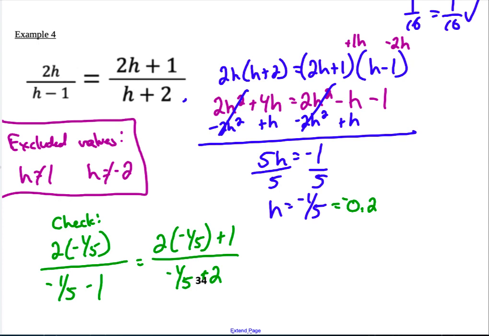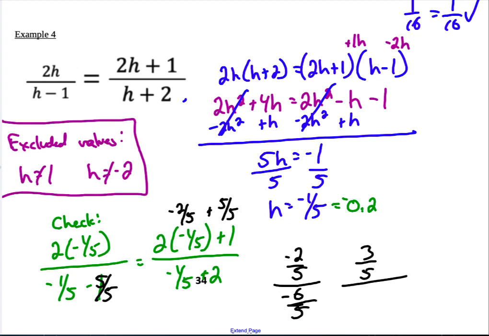2 times -1/5 is -2/5. -1/5 minus 1, remember minus 1 is really -5/5, so that's -6/5. 2 times -1/5 is -2/5, plus a positive 5/5 gives me 3/5. 2 is really 10/5, plus -1/5 is 9/5.